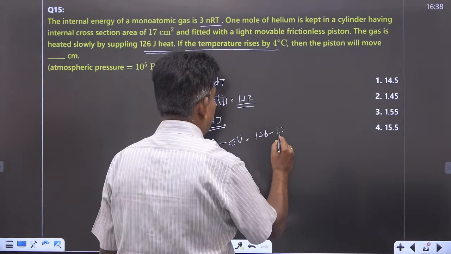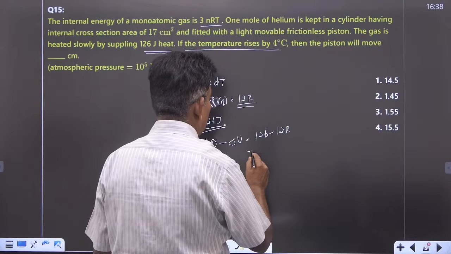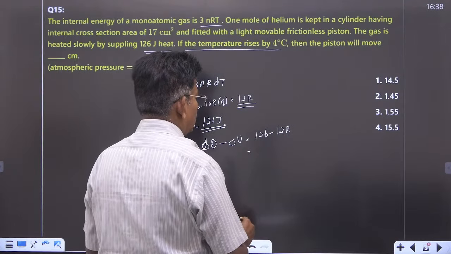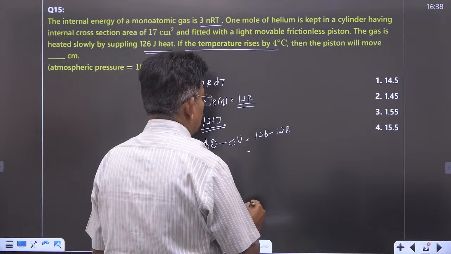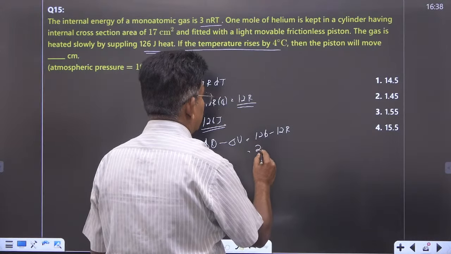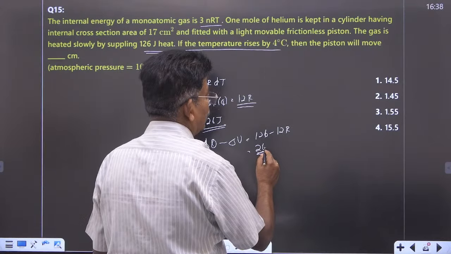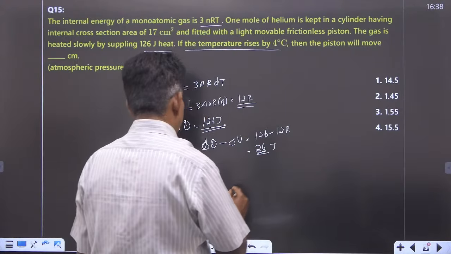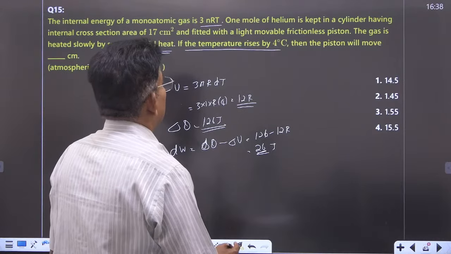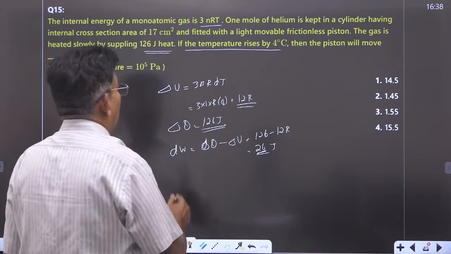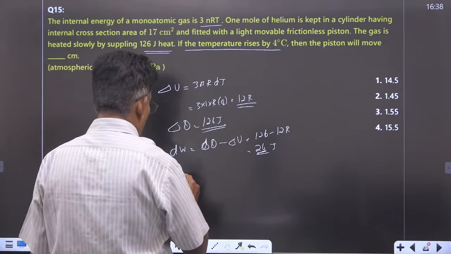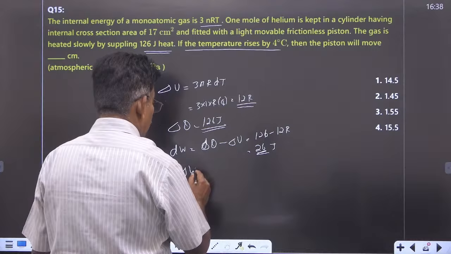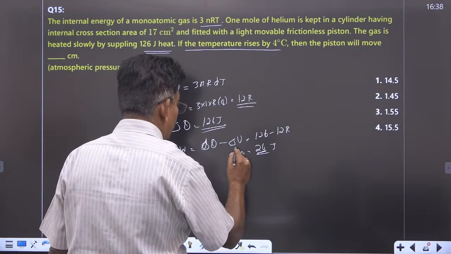126 minus 12R is coming to be nearly 8.3, nearly 100, nearly 26 joules, an approximate calculation you can do. As a result, the piston goes up. At what pressure? Atmospheric pressure. Therefore, work done, we calculated here, work done as 26 joules.